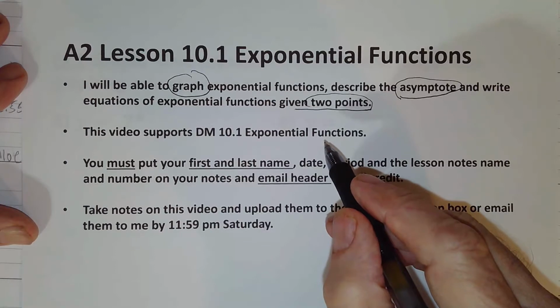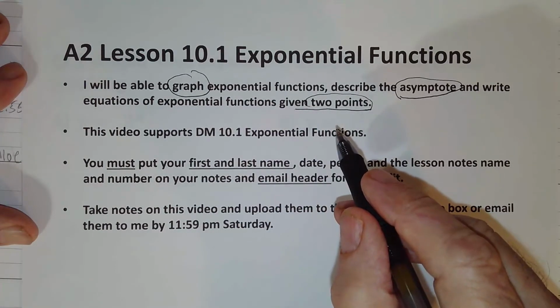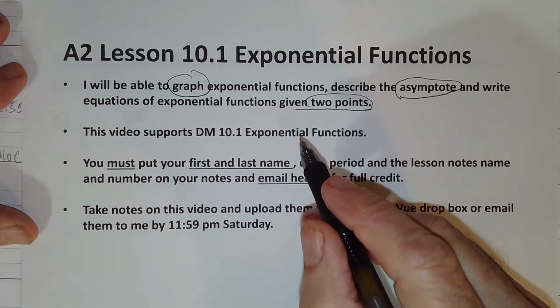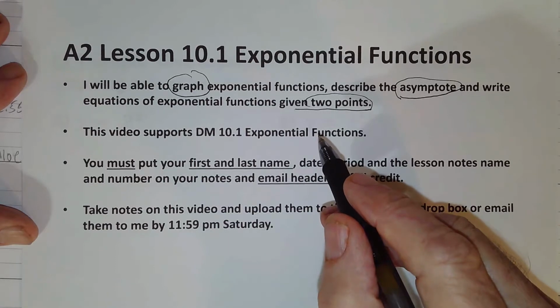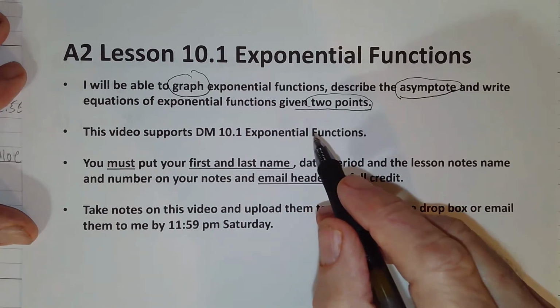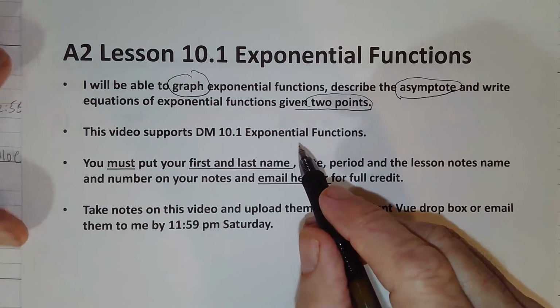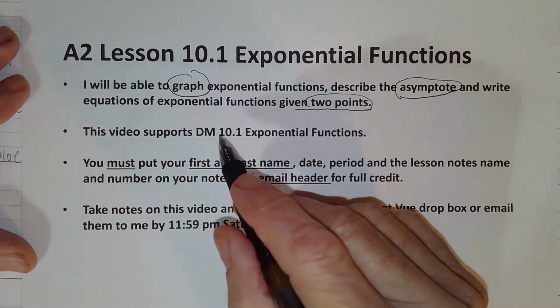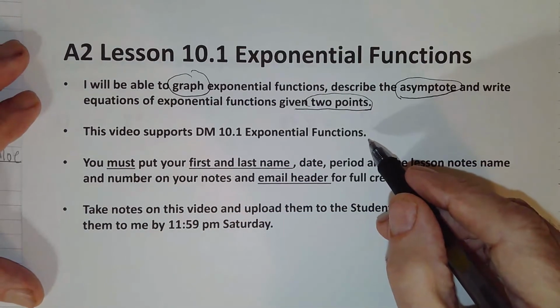And if you understand that you're going to be switching the x and the y, so instead of the equation being y equals a times b to the x power, it will become x equals a times b to the y power. Okay, that's what you will see when you get into the Delta Math exponential functions video.